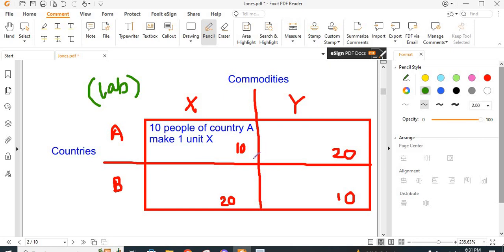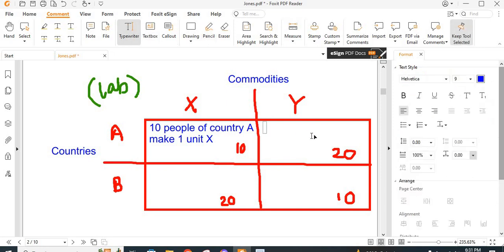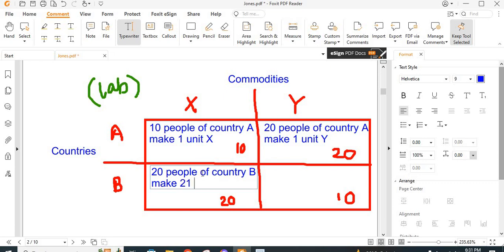It means that I can spend fewer people to make 1 unit of X. So the interpretation remains the same, the conclusion remains the same, but just the meaning of the numbers changes. Usually the meanings are always specified. So here instead of 10, 20 people of country A make 1 unit Y. Here 20 people of country B make 1 unit X, and here 10 people of country B make 1 unit Y.